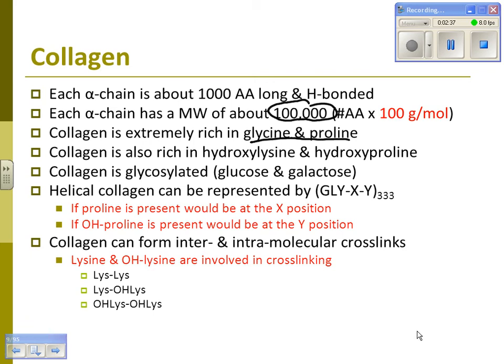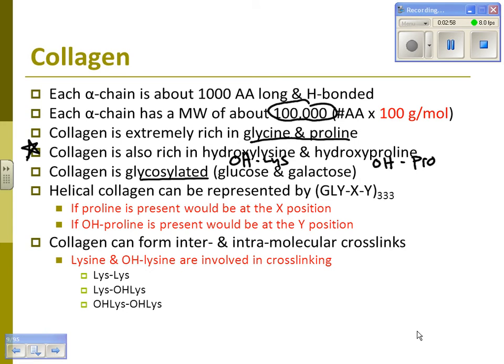It's also rich in hydroxylysine. Hydroxy, remember, is just an OH group. So OH-lysine, and hydroxyproline will be how it's written out. Make sure to know collagen has both. We're going to look at elastin, and it's only going to have one of the two.